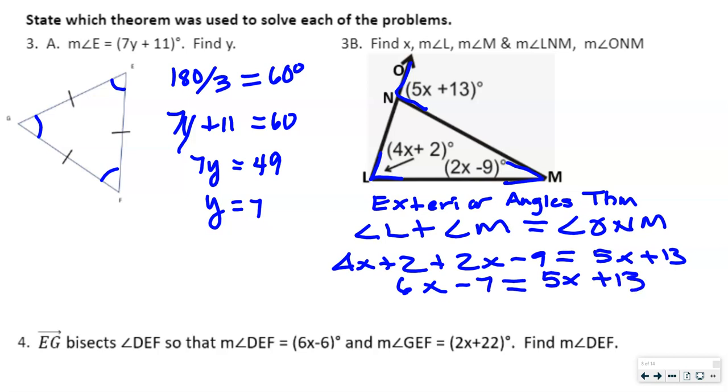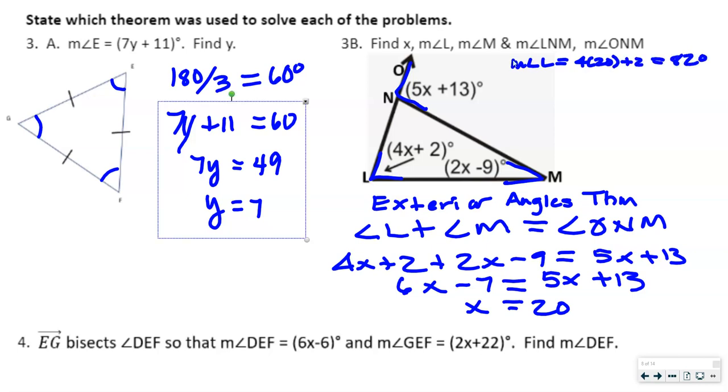So that means we're going to subtract the 5x from the 6x. That's going to leave us x, and x is equal to, add 7 to both sides, 20. So now I'm going to solve for the measure of angle L. That's going to be 4 times 20, that's 80, plus 2, so that's 82 degrees. Then we're going to find the measure of angle M. That's 2 times 20, that's 40, minus 9, so that's equal to 31 degrees.